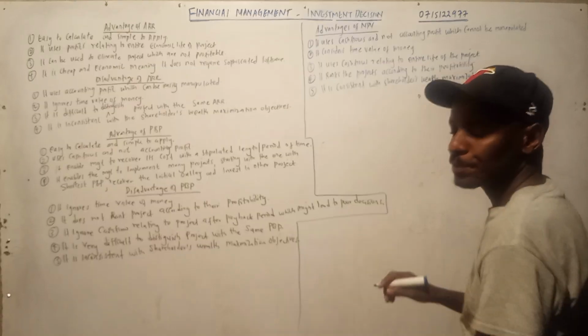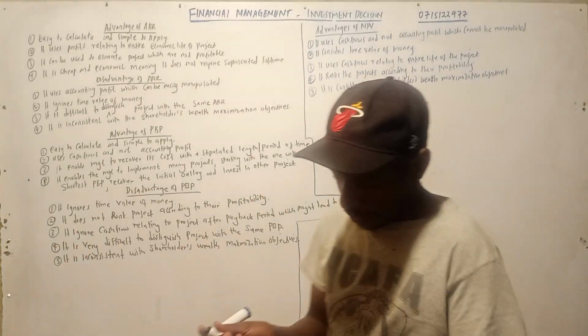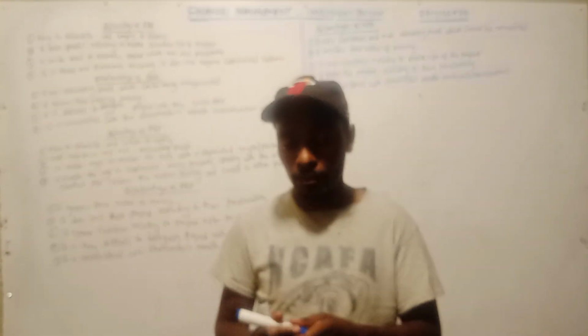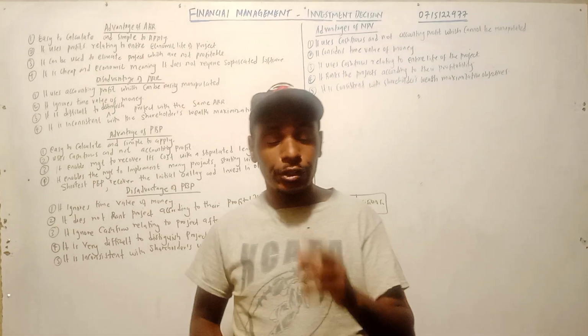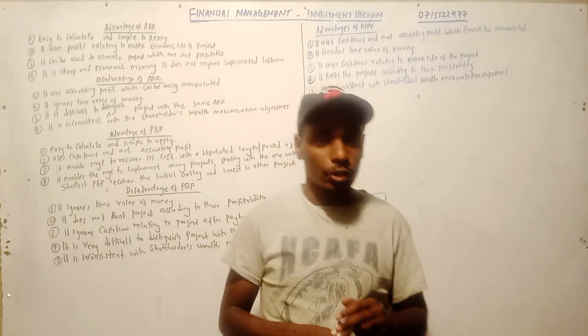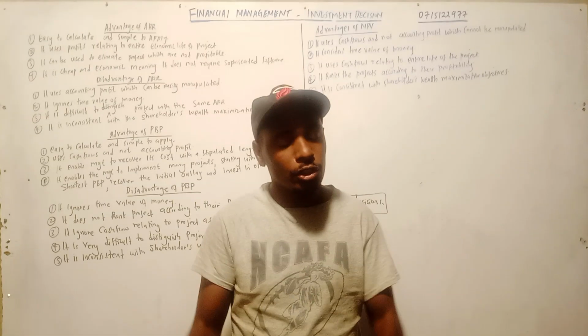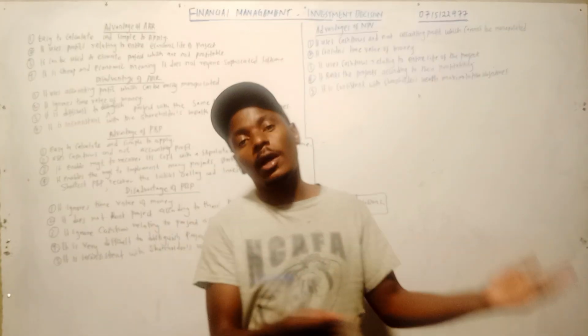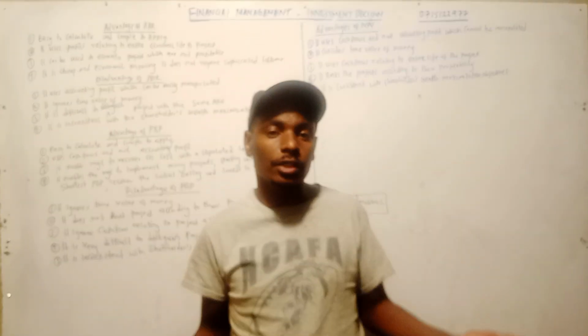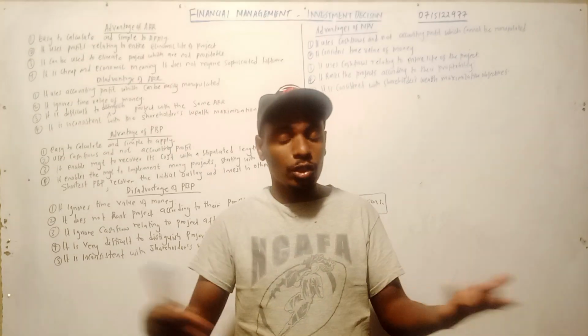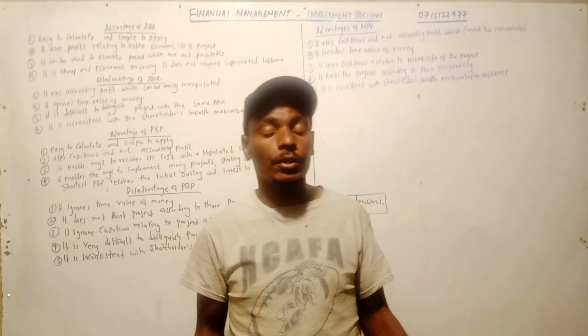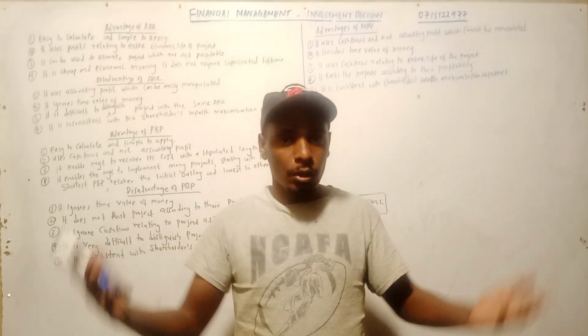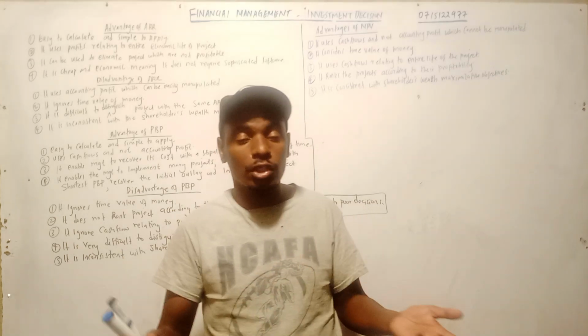So remember that the main objective of the shareholder is not to make the profit. That is the objective of the company or the management. The objective of the management is to make profit, but the objective of the shareholders is to increase their wealth. So that's the main objective.